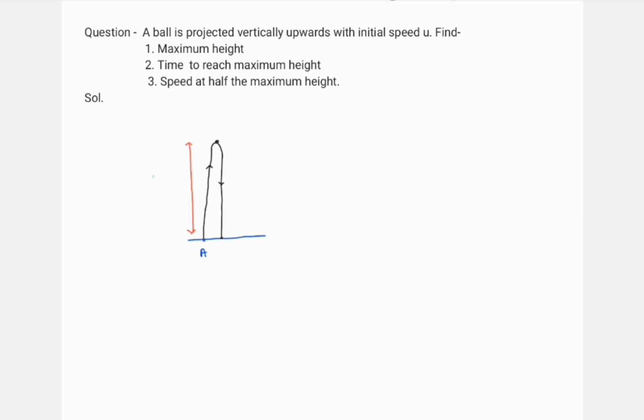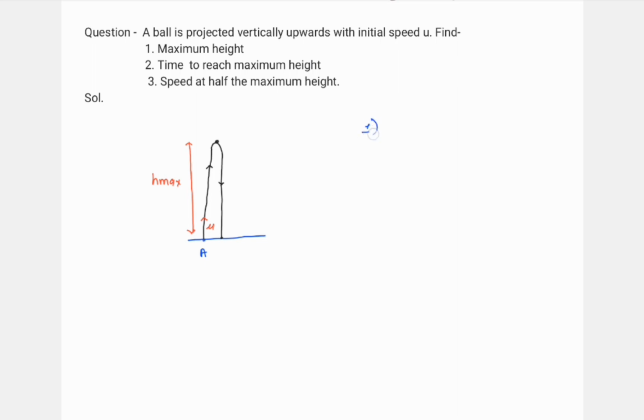Or you can say h max. This is the maximum height which the ball has reached. And we have thrown a ball with an initial velocity of u. Now, as per the question, the initial velocity with which we have thrown the ball is u. Okay, let's see how to solve this type of numerical.